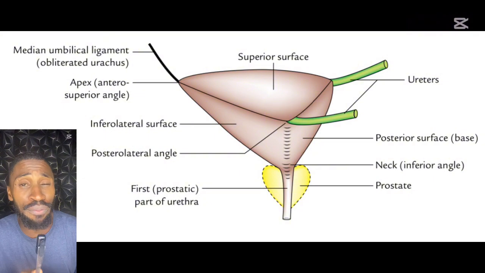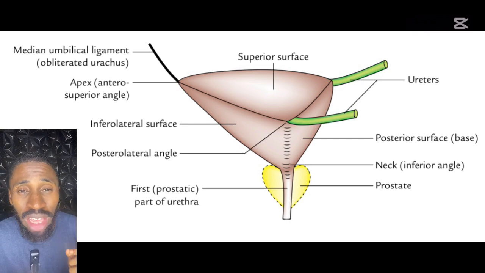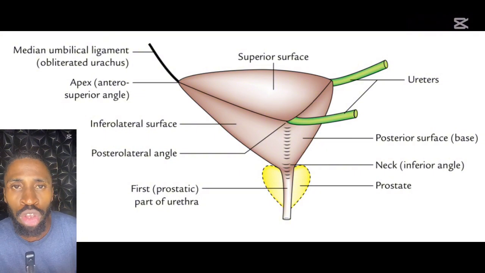So picking out the first one, very easy. We're talking about the apex of the bladder. The apex of the bladder is the pointy part of the bladder, and that pointy part is connected to the umbilicus by a median umbilical ligament, which is a remnant of the urachus or allantois.